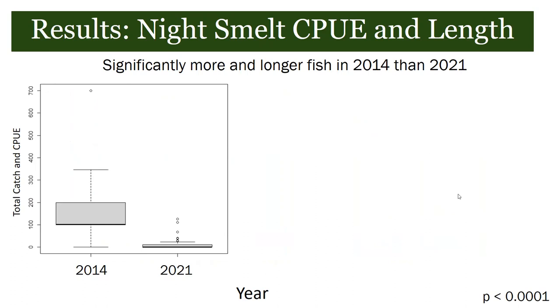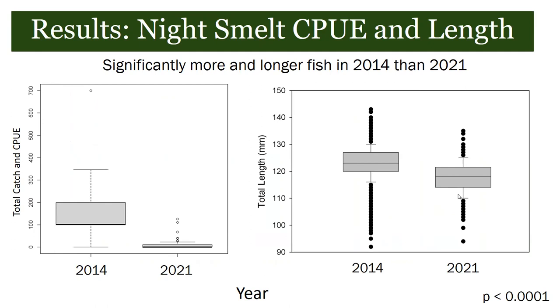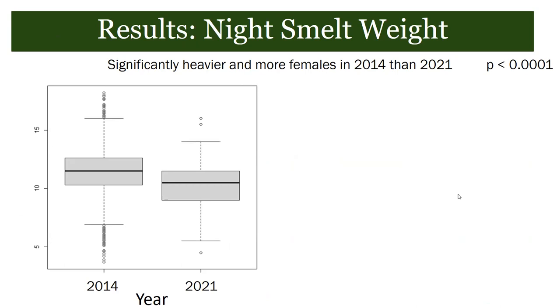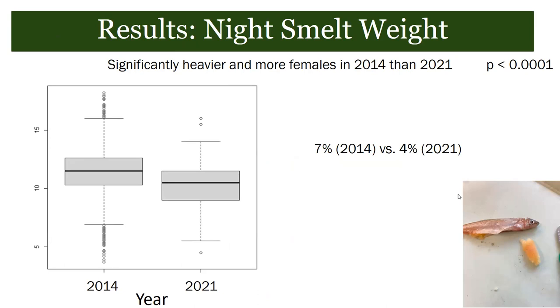And what we found was that there was way more fish in 2014 than in 2021. And that the fish were longer in 2014 than in 2021. On average, they were 125 millimeters in length in 2014, and under 120 millimeters in length in 2021. The fish were also heavier in 2014. They were about 12 grams on average in 2014 versus 10 grams in 2021. And there was a significantly higher proportion of females in the catch in 2014 than in 2021. So 7% of the catch in 2014 were females. That's opposed to 4% of the catch, which were females in 2021.